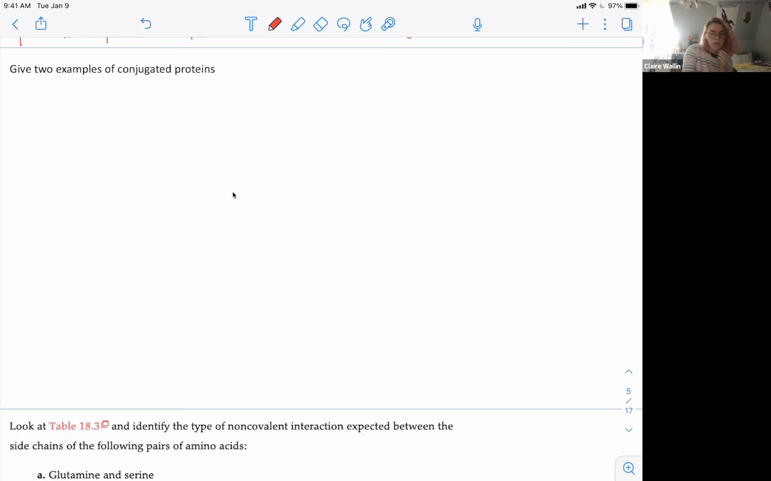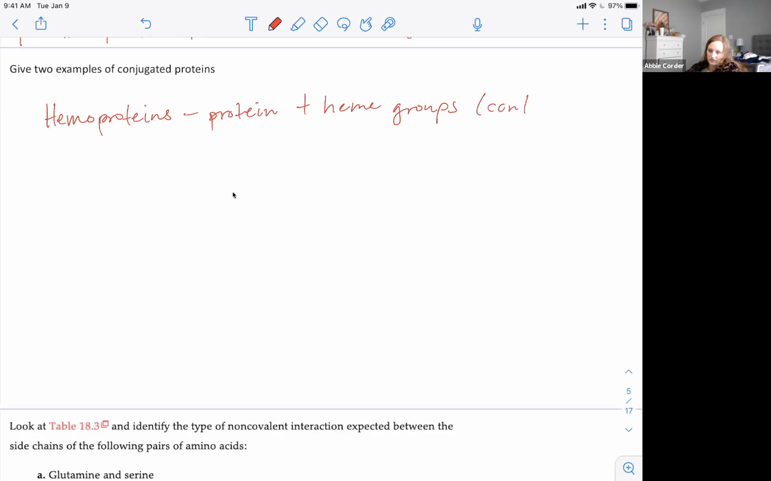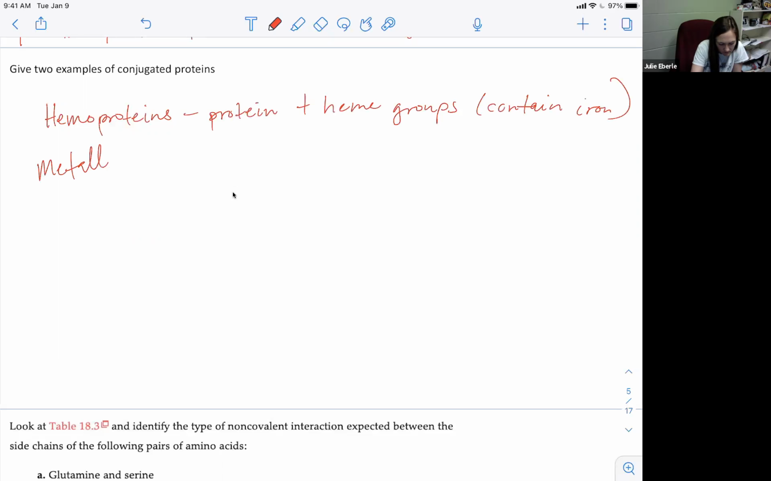Isn't heme one of them? You can have hemoproteins. You've got these heme groups that have iron in them. I think there was a metal group too, wasn't there? Yes, we call those metalloproteins.